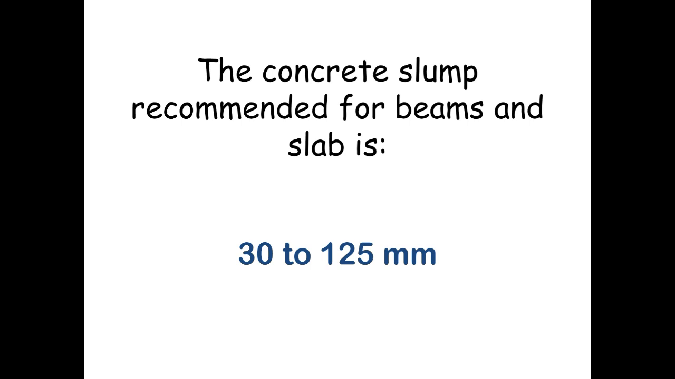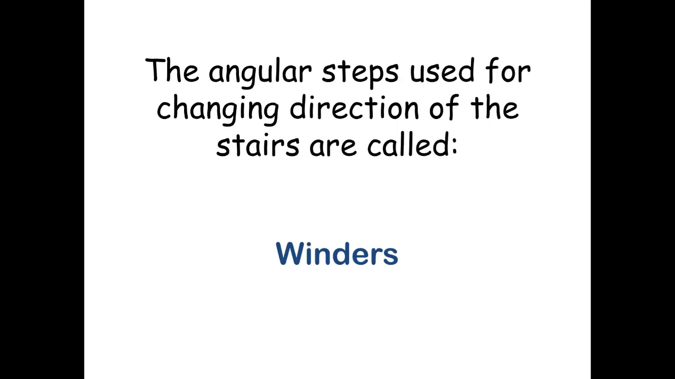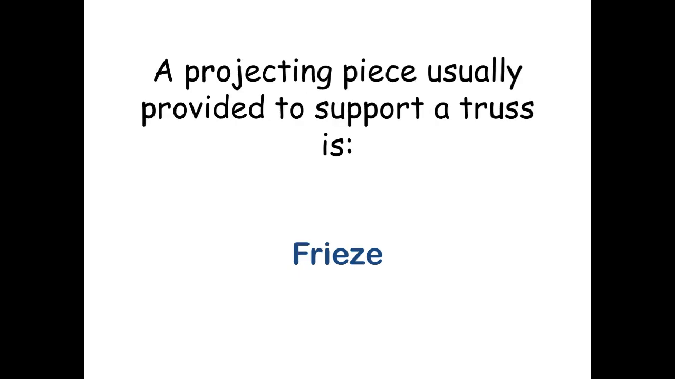The concrete slump recommended for beams and slab is 30 to 125 mm. While designing a stair, the product of rise and going is approximately equal to 420. The maximum permissible deflection of a timber beam supporting a roof is L upon 360. The angular steps used for changing direction of the stairs are called winders. A projecting piece usually provided to support a truss is corbel.